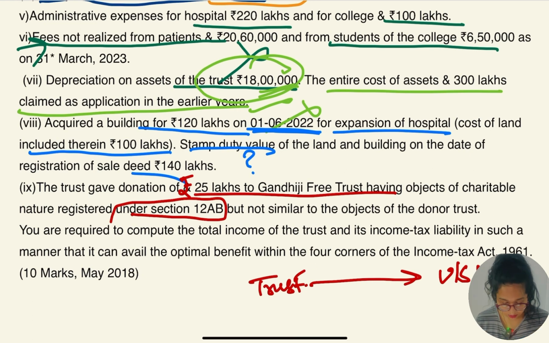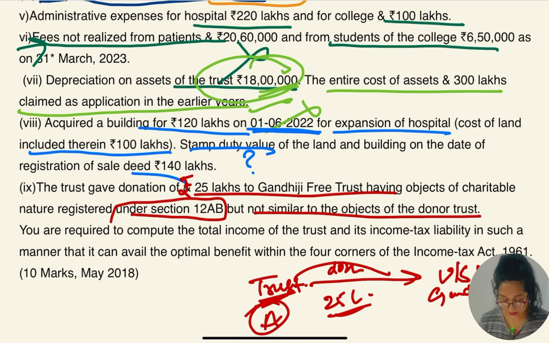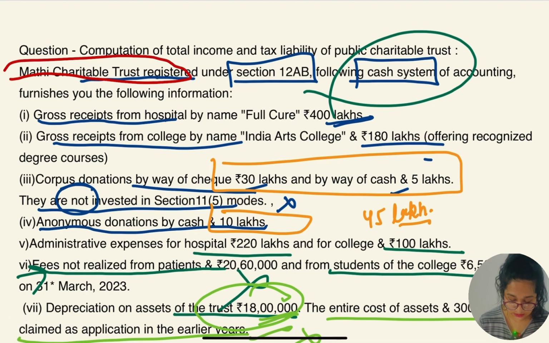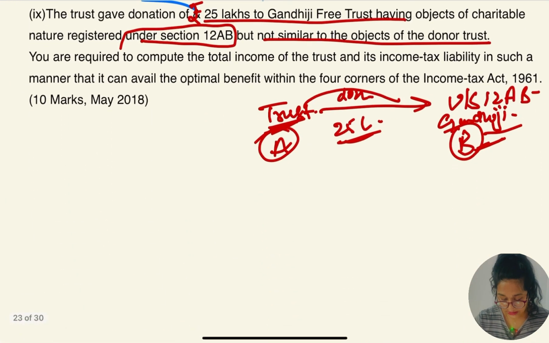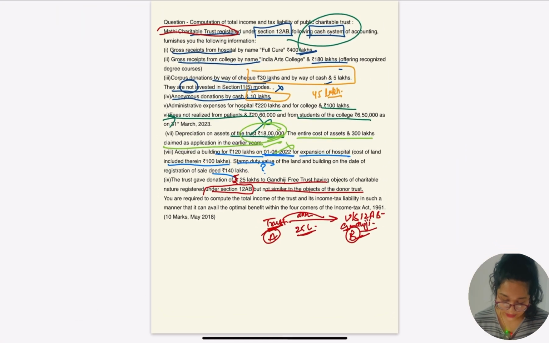So what I said, this amount was donated to the Gandhiji trust. The donation was of 25 lakh, but not similar to the object of the donor trust. So the objective is not the same as A trust was having. B trust is the Gandhiji trust, A trust is this one, the Marti charitable trust. So this part, the donation, the objective is not similar, so we have to find out whether this would be included in the applied amount or not. So let's go for it, guys.